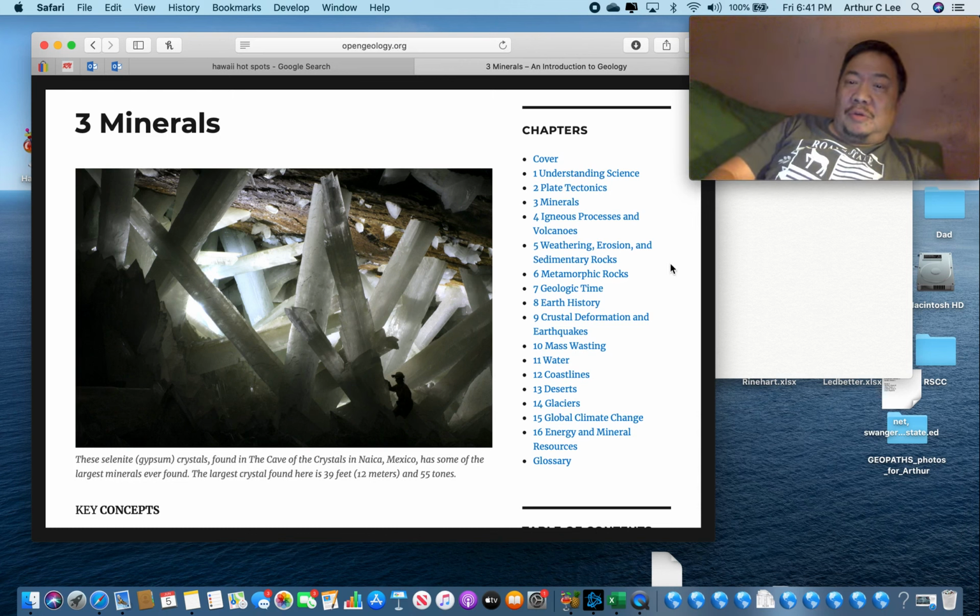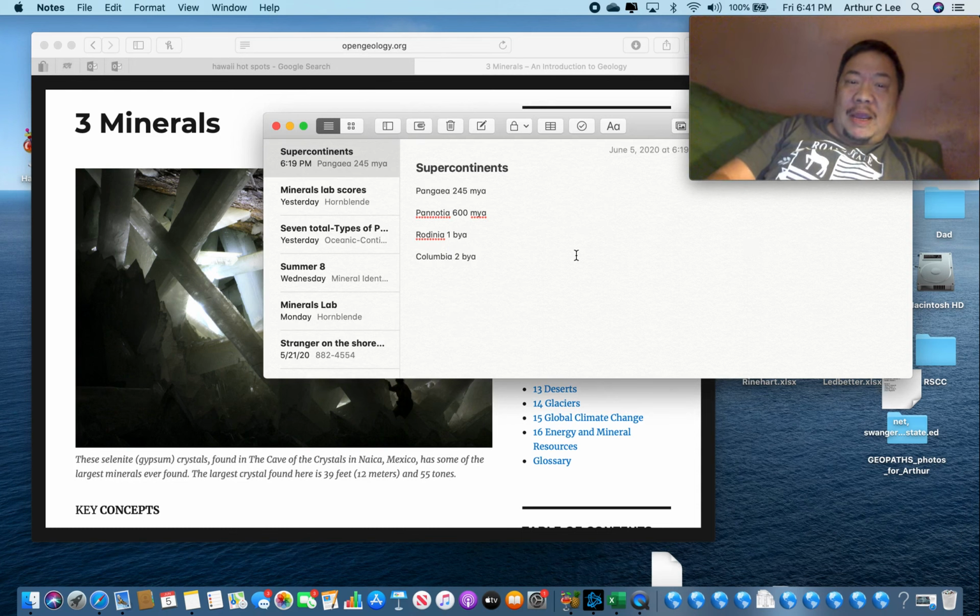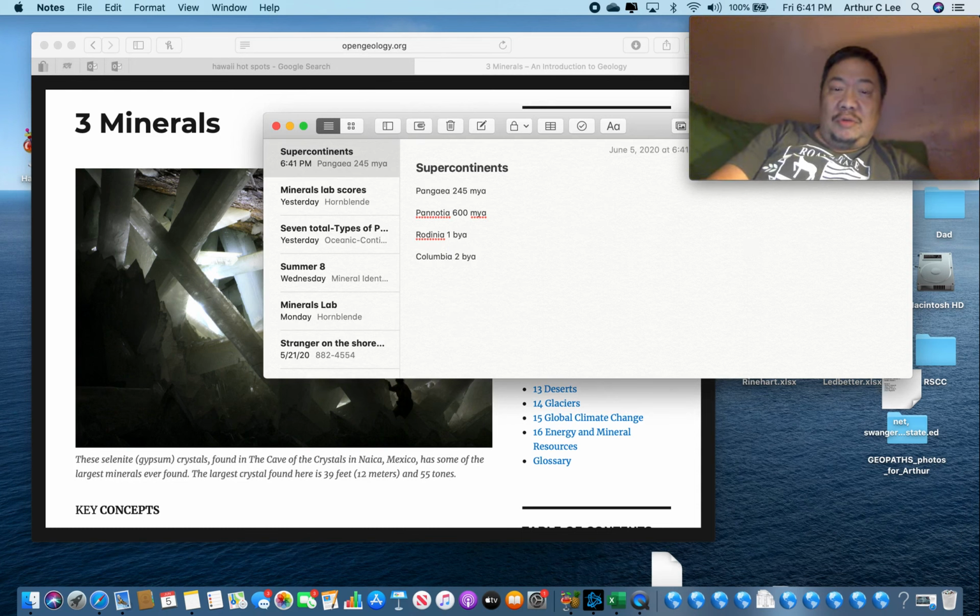A mineral has 4 characteristics. A mineral must be naturally occurring. Mother Nature made minerals, not human beings. So would a diamond made in the laboratory be a mineral? No. It has to be made by nature. The second thing is minerals grow to form crystals. So minerals are crystalline.